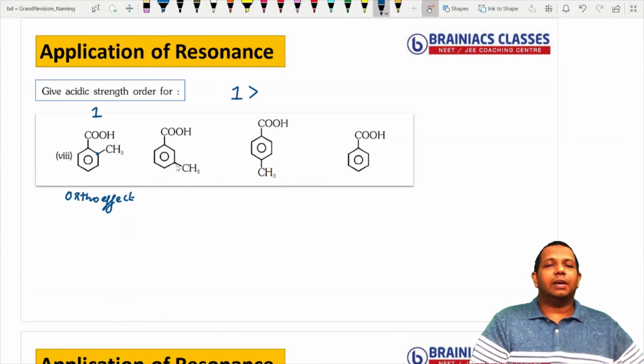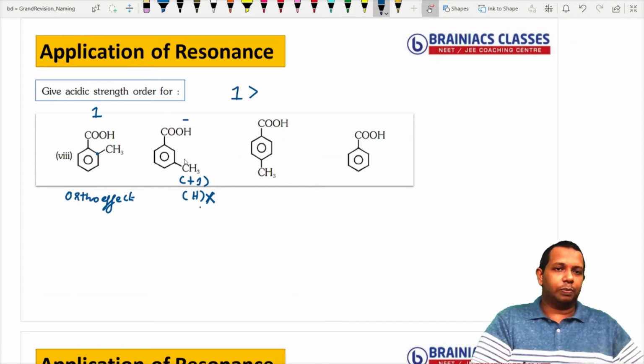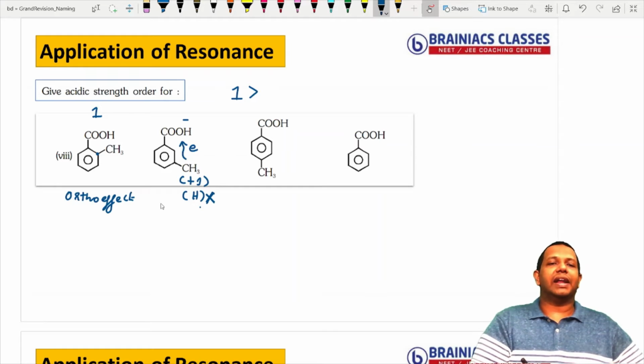Then you have the meta position, you have CH3. So at the meta position, CH3, we know it has plus I and hyperconjugation. But here minus charge will come. Minus charge has no relation with hyperconjugation. So hyperconjugation is not applicable. So through the plus I effect, it will increase the electron density over here, making it a very bad acid. So we can say it's a bad acid.